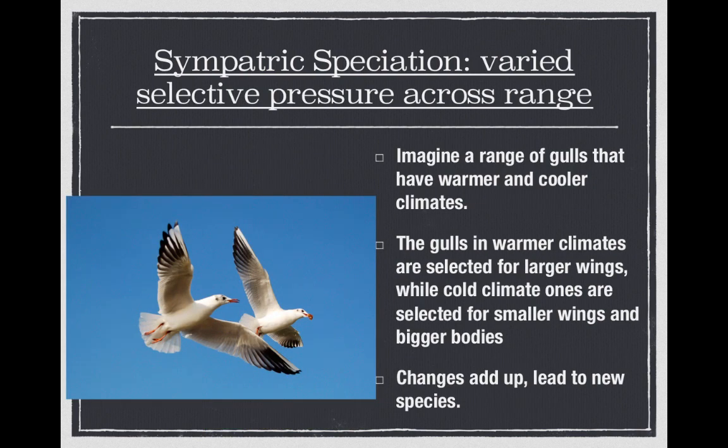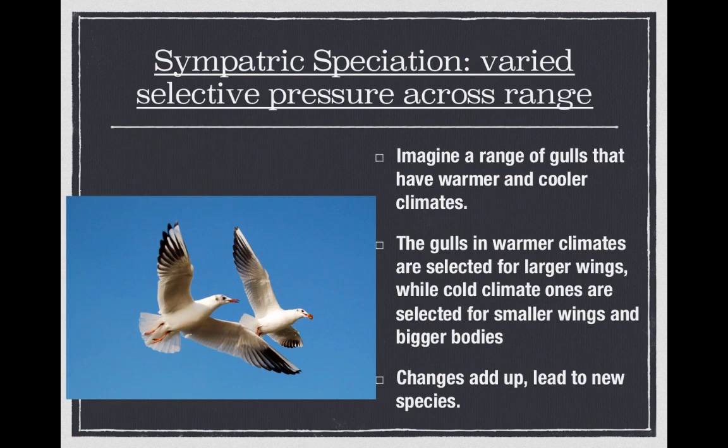Varied pressures across a range can also lead to different species. You have all these gulls that live in the same kind of area, but gulls that live in warmer climates might have larger wings, while the cold ones have smaller wings because that gives off less body heat. And those changes can add up over time. So even though they started out in the same species, they just have a really wide range. The variations across that range can lead to different species.